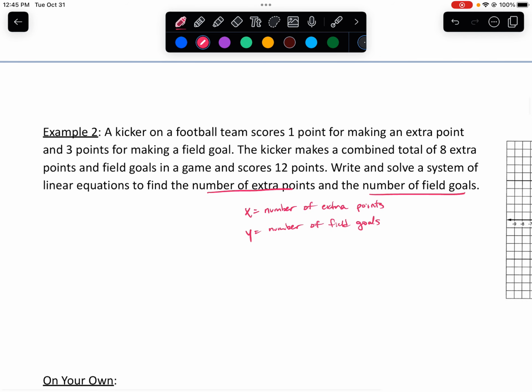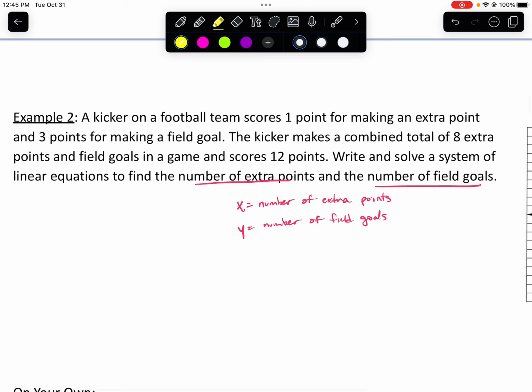This is where you really have to pay attention to your units, because all of the numbers with the same unit are going to go in the same sentence. So take a look here. 1 point, 3 points, 12 points. That means somehow all 3 of those numbers have to be in the same equation. So let's take a look. 1 point for what? Making an extra point. What variable did we say was extra point? We said it was x, so it'd be 1x.